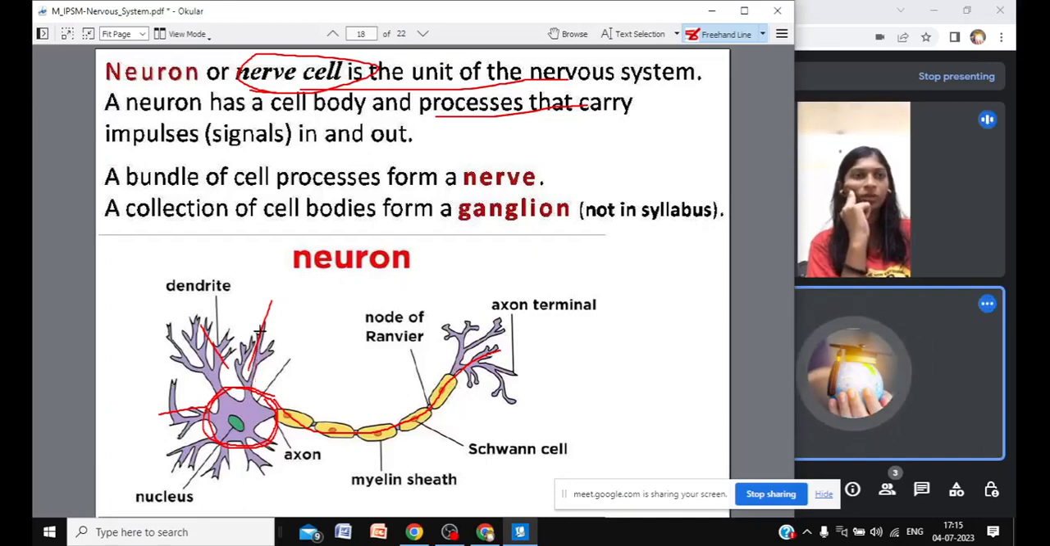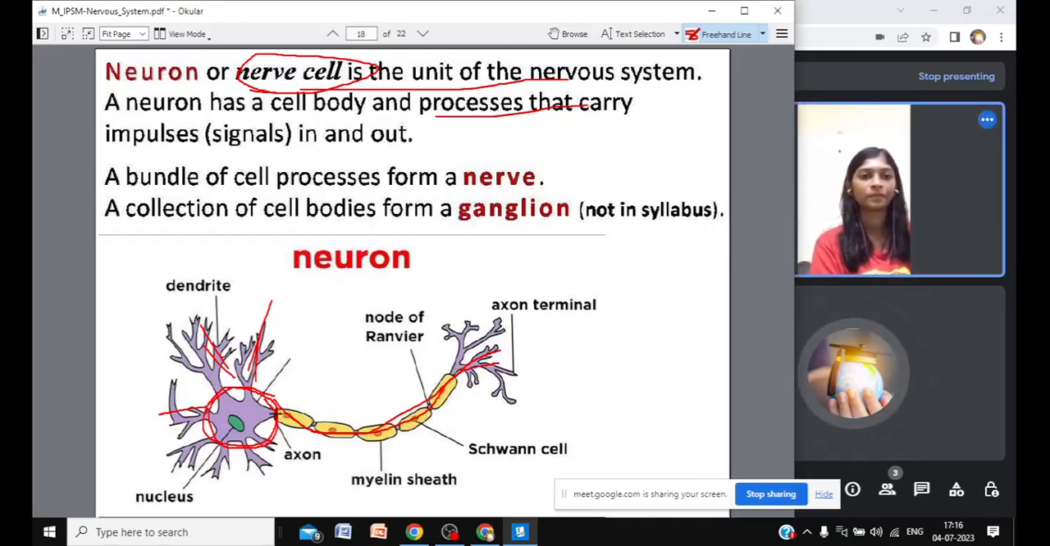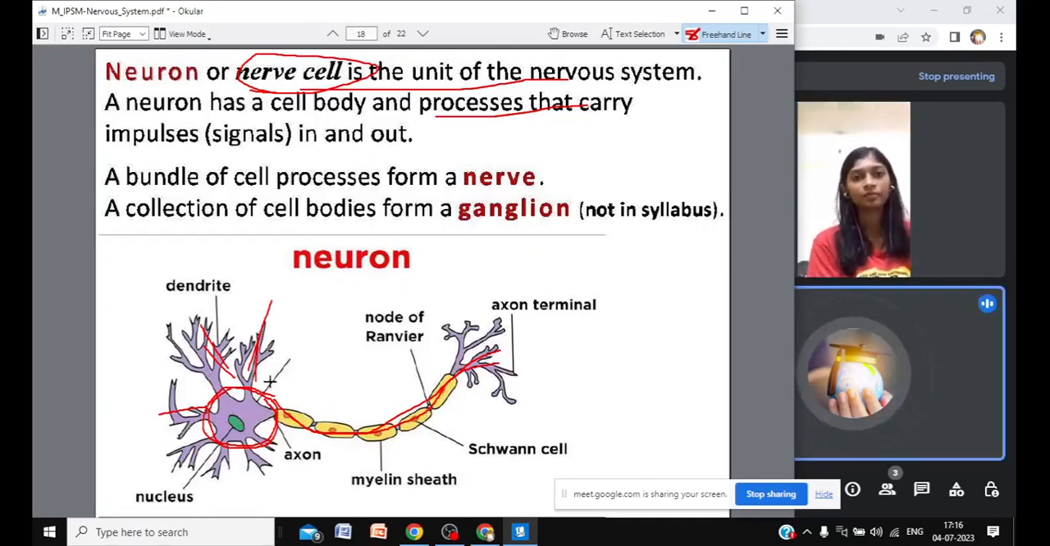Some of them are short processes and one of them is a long process. The names are different, axon and dendron, but anyway that is not there. So these are processes. So one cell body in the middle and many processes. So a neuron has a cell body and processes.